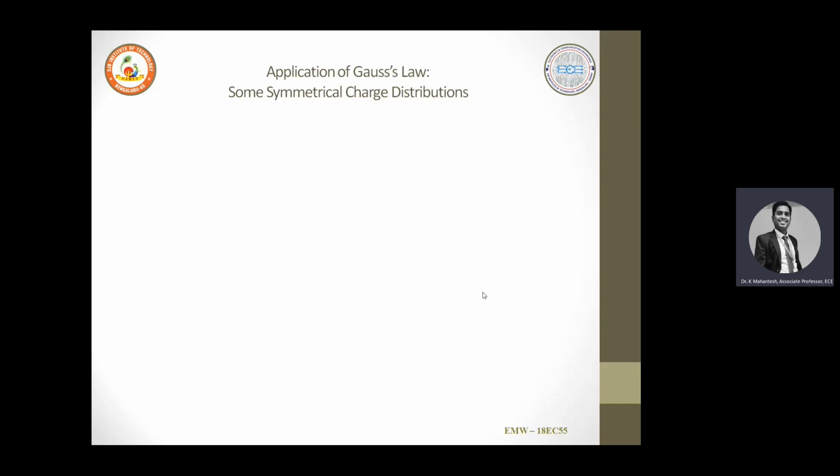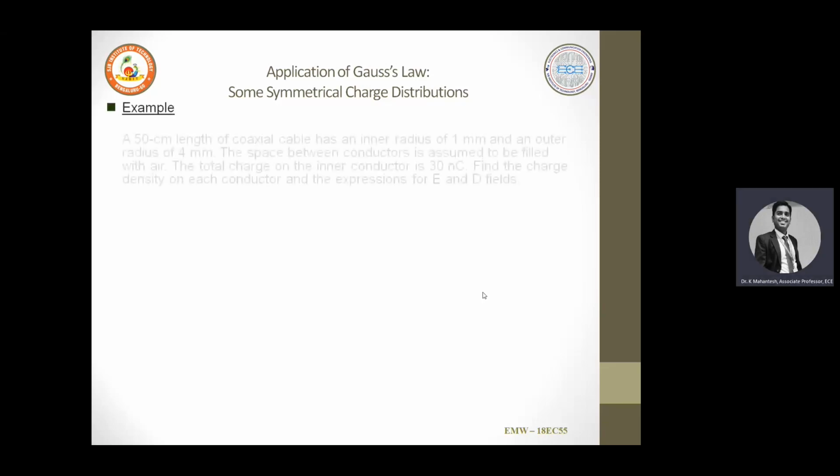In our previous video, we understood the concepts of applying Gauss law to the point charge, line charge and a volume charge densities. In this video, we will be applying Gauss law for some symmetrical charge distributions, and also we will try to derive an expression for field due to continuous volume charge distribution. Let us just take up an example.